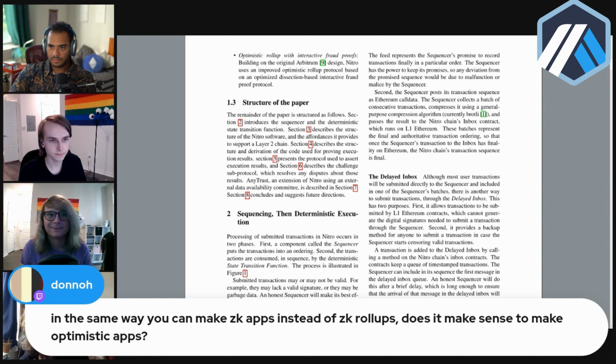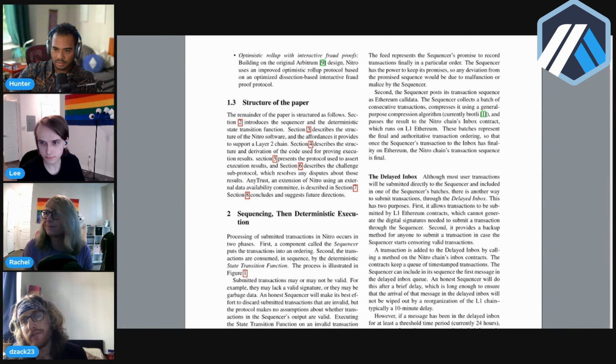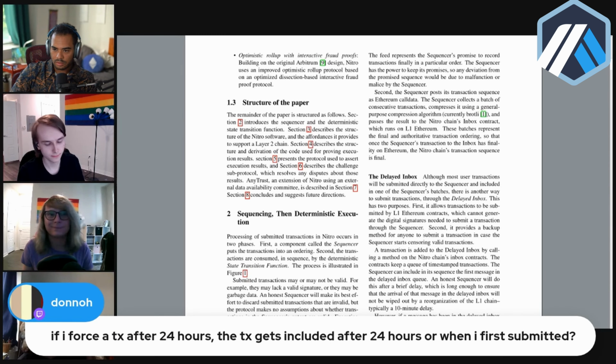There was another question that caught my eye that I now can't find. Something to do with the sequencer. Was it the one about forcing a transaction after 24 hours, or was it something else? Oh, I see that one. There's one from Donna here. The flow is essentially you would submit your transaction at a given time, and if the sequencer is behaving, it can include it onto the main chain at any point. But if it doesn't for 24 hours, then you can actually include it into the Arbitrum chain. So in this case, it would get included after the 24-hour period.